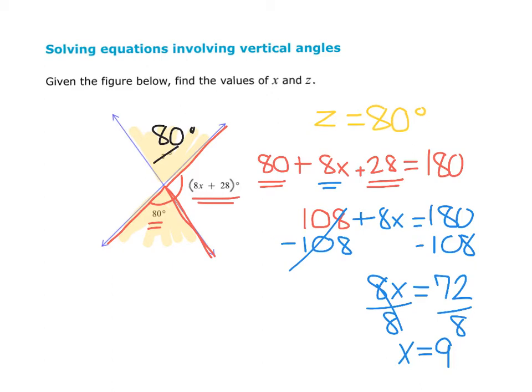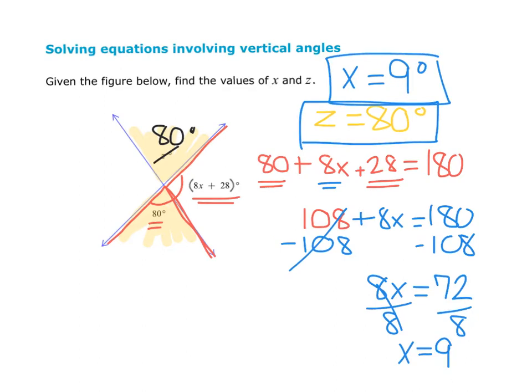All right, so let's go back and see if we solve the problem. We have z equals 80 degrees and x equals 9 degrees. Now, one thing you might be wondering is, how can x be 9 degrees? If I look at this picture here, I can see this is clearly an obtuse angle. Well, keep in mind that we're not saying this whole angle equals 9 degrees. We're just saying that the value of x is 9. So really, we're doing 8 times 9, which is 72, plus 28, and that will tell me the value of this angle right here, and that will give us 100 degrees.